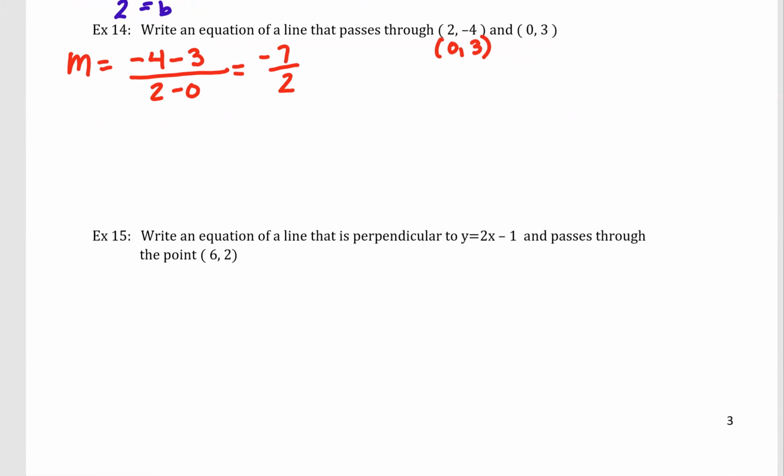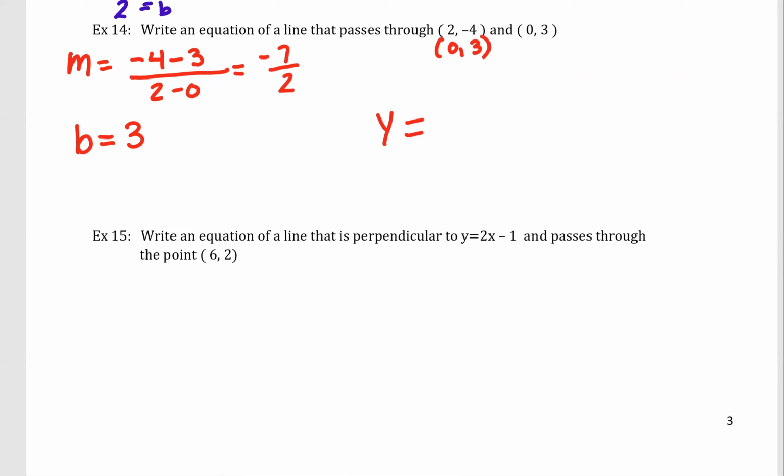Now that we've calculated the slope, we need the y-intercept. Be sure to pay attention to the 2 points that you have, because (0, 3) is the y-intercept. So if (0, 3) is the y-intercept, we know b is equal to 3.